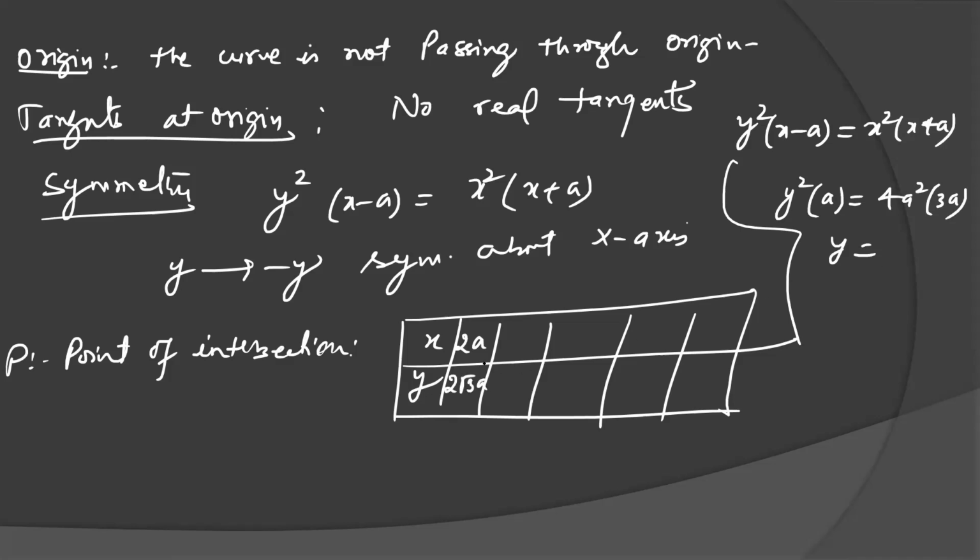Okay, very good. If you put x equal to minus 2a, you get minus 3a, 4a square, minus a. So y equal to 2 by root 3a. At x equal to minus a, y equal to 0, obviously. Now this will help a lot. Okay. Let's see the tracing of this curve.